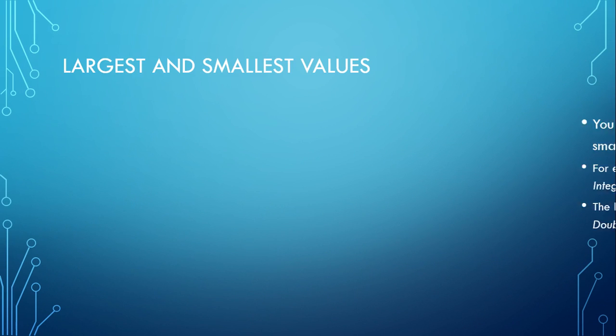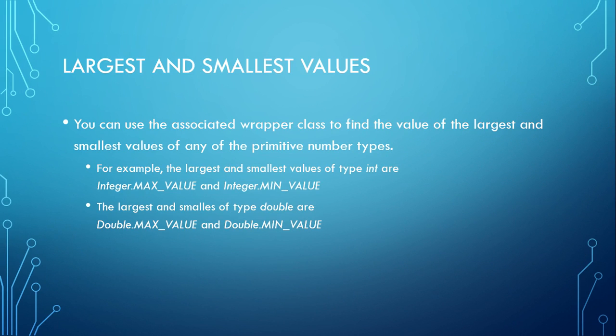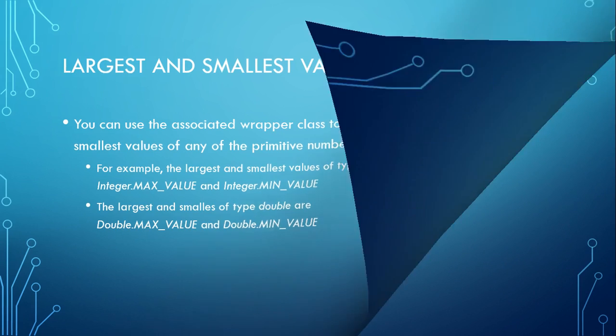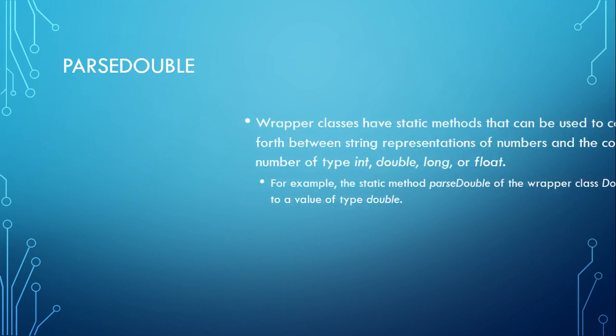Let's first talk about largest and smallest values. You can use the associated wrapper class to find the largest and smallest values of any of the primitive number types. For example, the largest and smallest values of type int are Integer.MAX_VALUE and Integer.MIN_VALUE. Largest and smallest of type double are Double.MAX_VALUE and Double.MIN_VALUE.